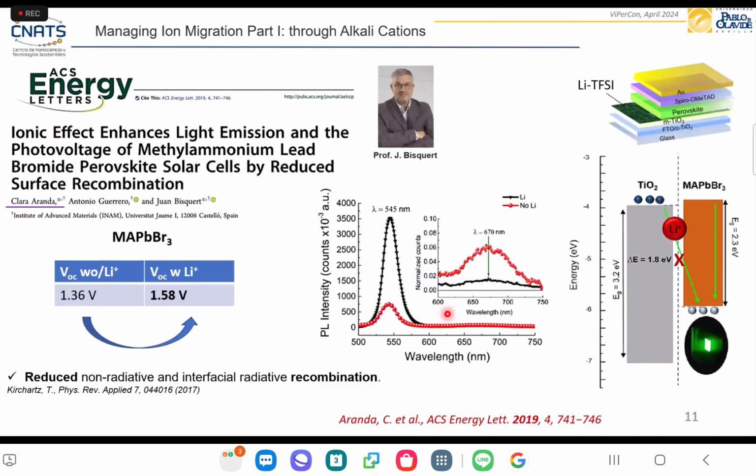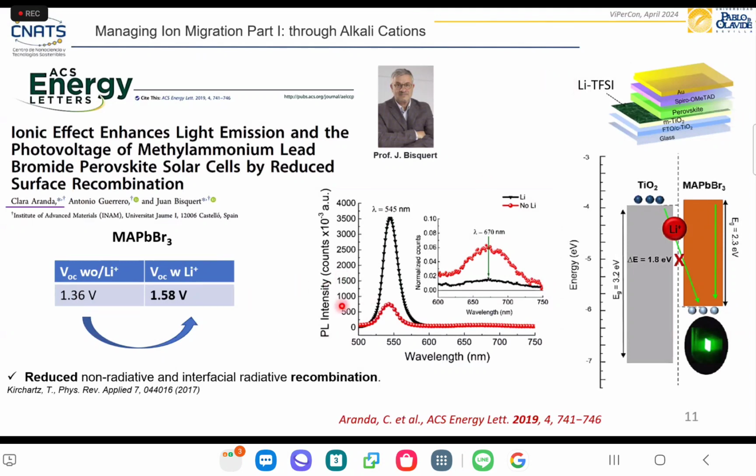And this is giving us the next work that we published. So we still focus on the wide bandgap material, methylammonium lead bromide, and we use just the usual lithium TFSI salt to dope the mesoporous TiO2 material. And just because we have a very high quality perovskite film, we were able to improve the VOC by more than 200 millivolts, just with the use of the lithium.